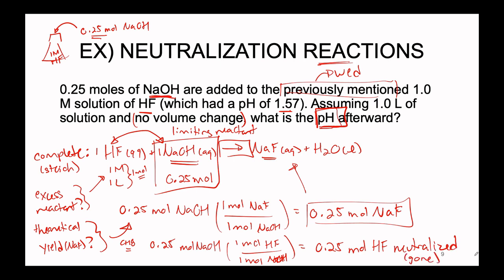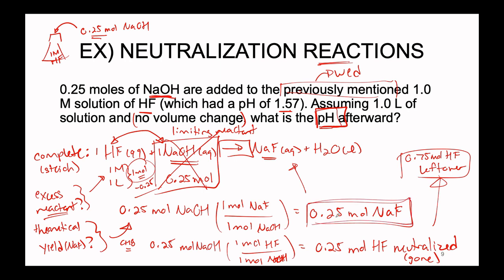We have lost this much, meaning that we should have our starting amount, 1 mole, minus the amount that just got neutralized, and this will tell us how much we have left over. In other words, 0.75 moles of HF is left over. As the reaction has progressed, our limiting reactant has gotten entirely used up. We have some excess HF, and we have generated some sodium fluoride, which, as we saw on Wednesday, is also going to influence our pH in some way.